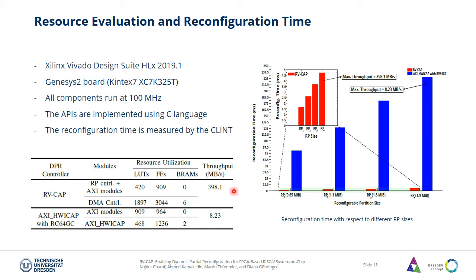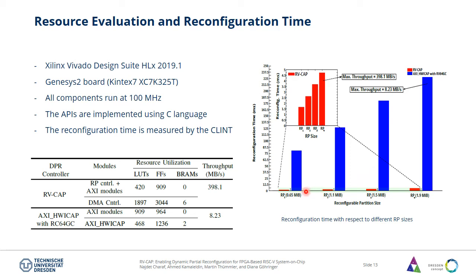In this table, we can see the resource utilization of both the RVCap controller and the HWICAP, which we are using in our SoC. Both are divided into two modules, and here are the resources for each controller. We can see that the HWICAP occupies fewer resources than the RVCap, but in return we get only about 2% of the theoretical maximum ICAP throughput.